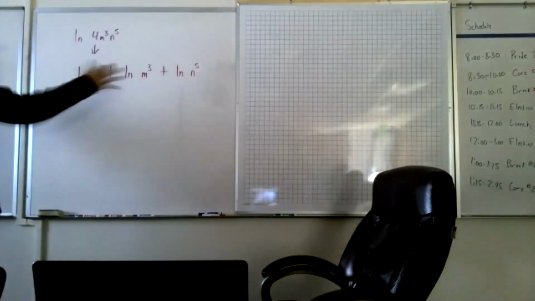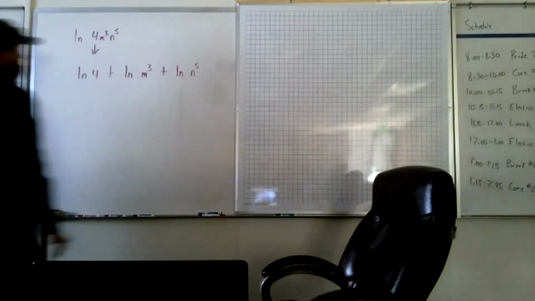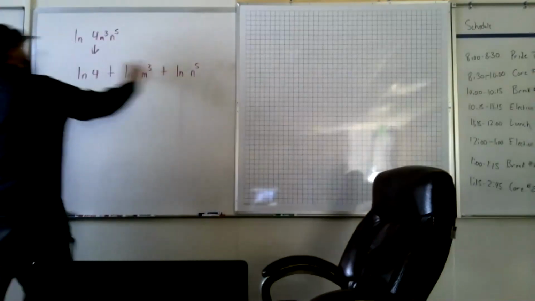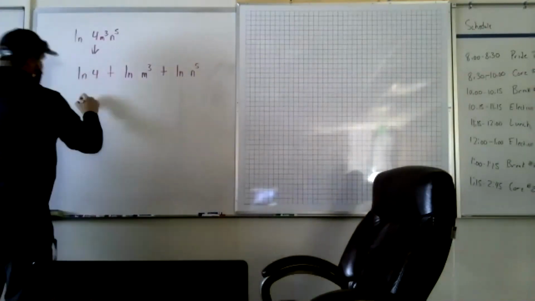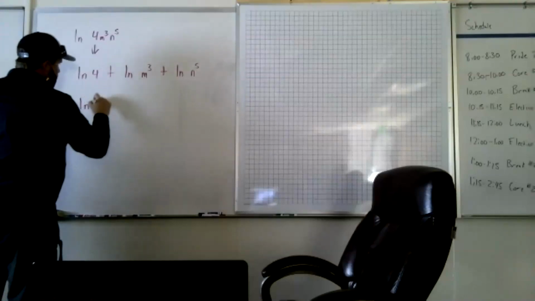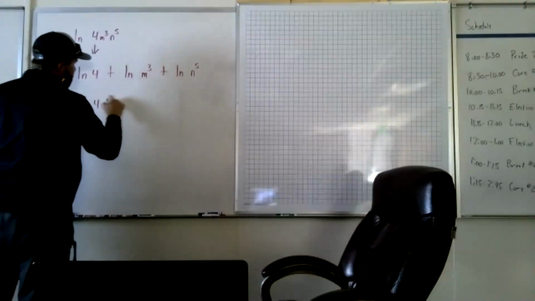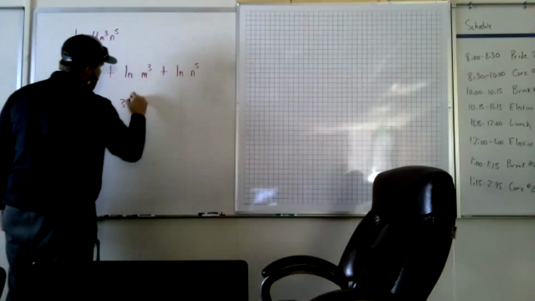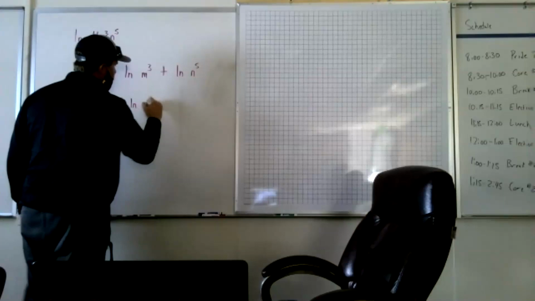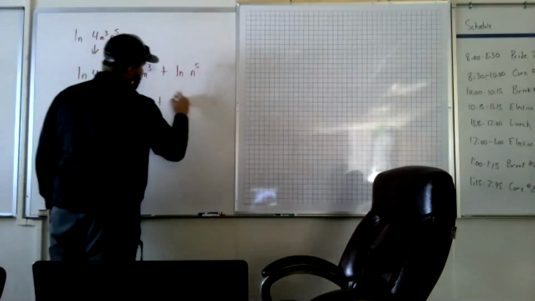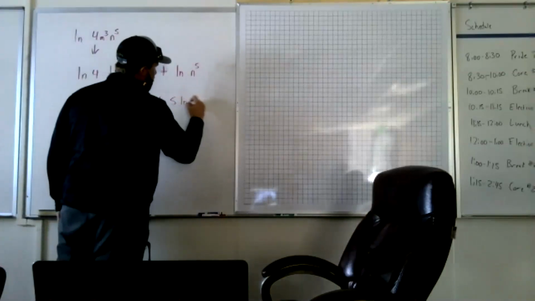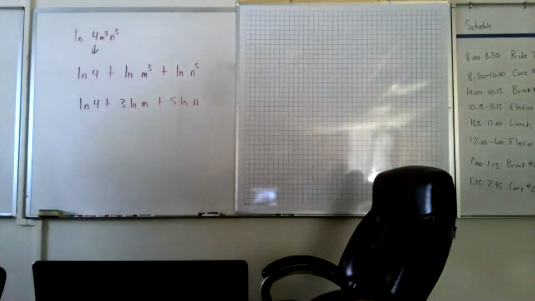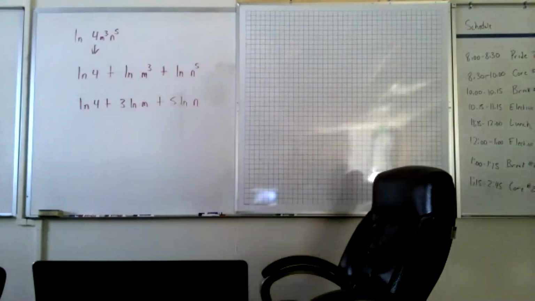Okay, so now I've got it expanded a little bit. The next thing I have to do is use my power property of logarithms and bring these exponents out front. So my final answer, in its fully expanded version, is the natural log of 4 plus 3 natural log of m plus 5 natural log of n. Okay, and that is my expanded format.